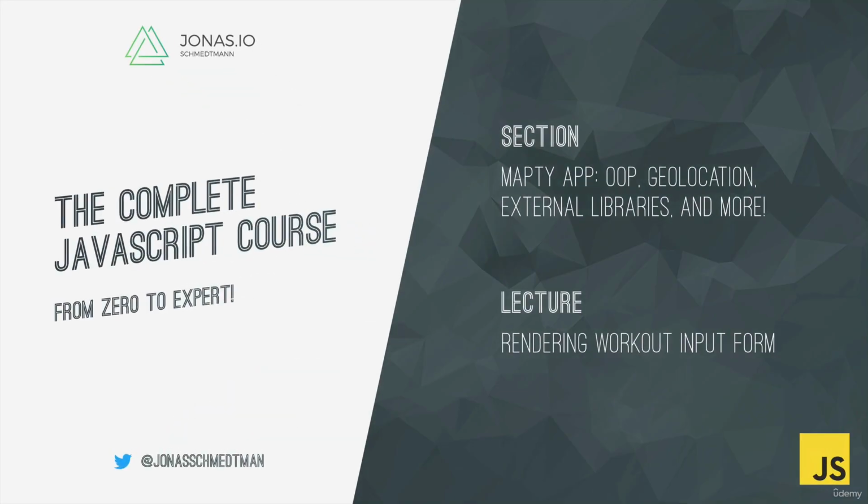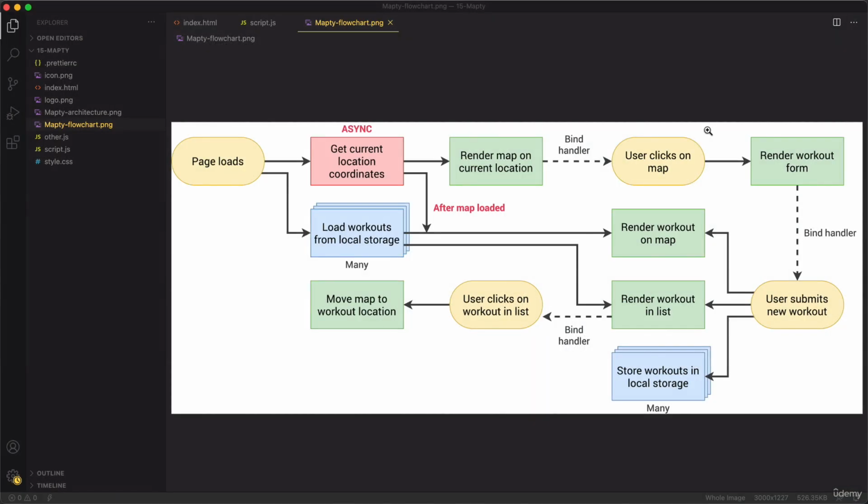All right, so let's now render the workout input form whenever the user clicks on the map. Just to make sure that we're still all on the same page, right now we basically have an arrow pointing from here, when the user clicks on the map, to render a workout on the map, which essentially is the marker that we put on the map in the last video. So right now, when the map is clicked here, then a marker appears on the map.